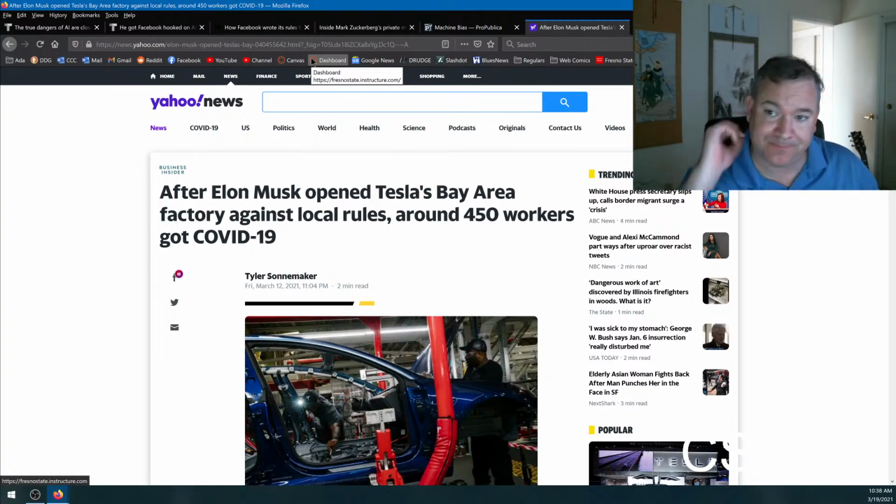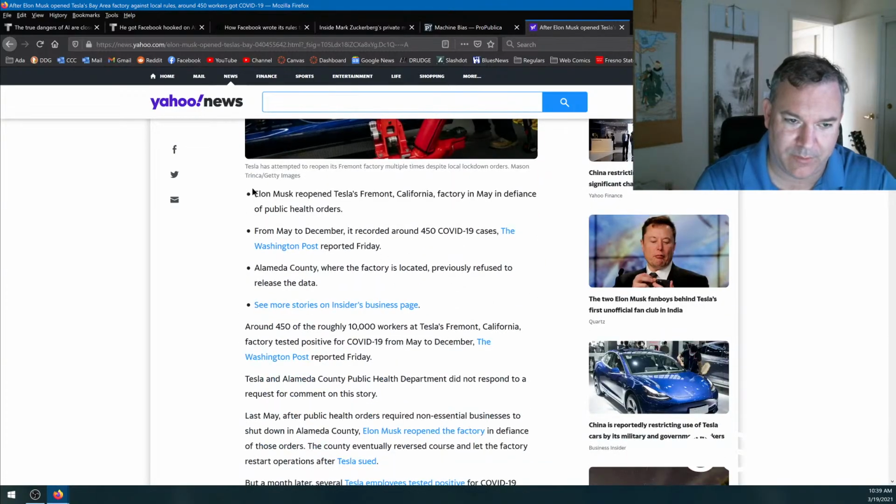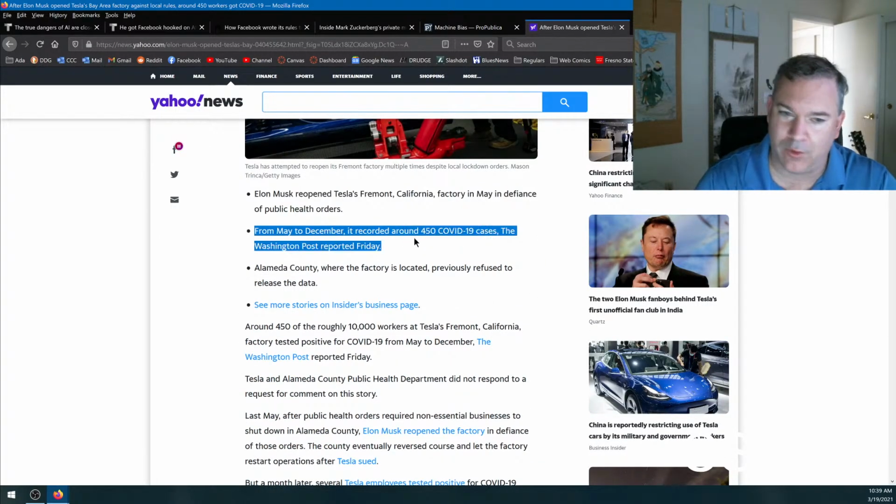Okay. So, pros and cons. What are the pros and what are the cons for Elon Musk opening the Tesla factory? What do you think? Type it into Discord chat. Let's try and analyze this. Let's look at some more. Let's look at the bullet points here. He opened them against the law. They reported 450 of the 10,000 workers getting sick.